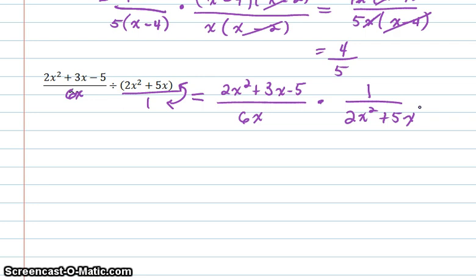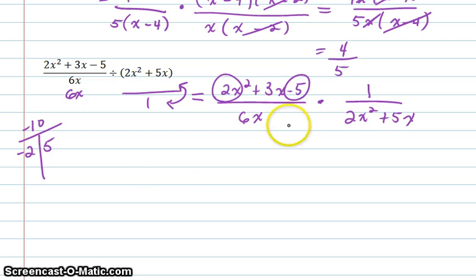Now that we've done that, we can factor everything. Remember we've got a coefficient of 2 here, so we have to multiply those together. We're looking for factors of negative 10 that add up to positive 3. So that would be negative 2 and positive 5. So we want to rewrite that, and it's probably best if we do this off to the side.